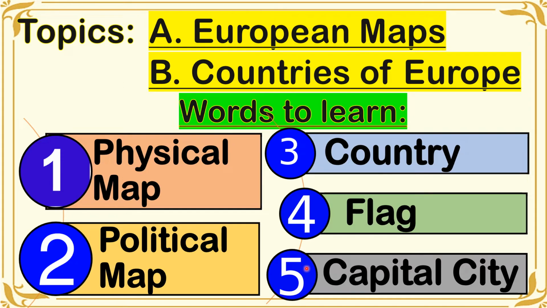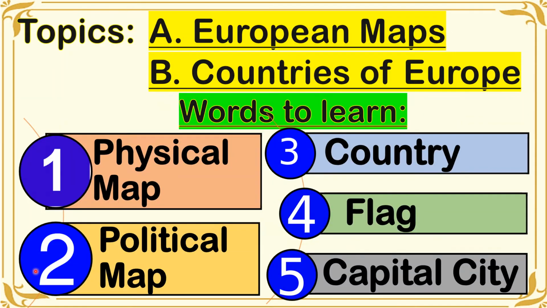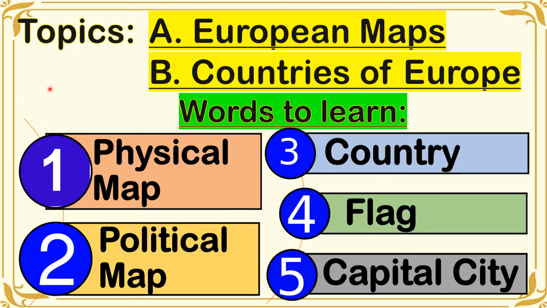Now let's read the meaning of these words one by one. A physical map shows land elevations and physical features such as mountains, valleys, and deserts. Different colors show different land elevations. It is also called a topographical map. The second word is political map. A political map shows man-made features of the world such as countries, cities, roads, and airports.